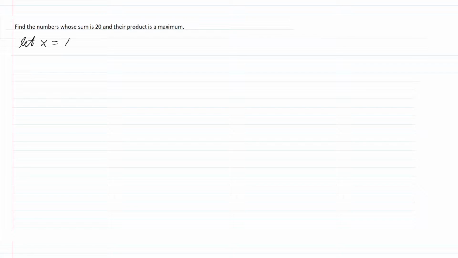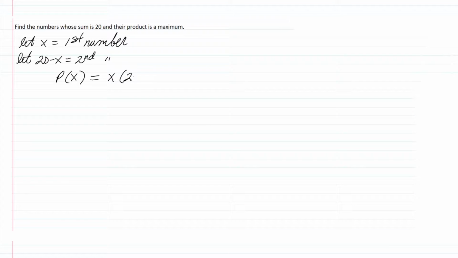x equal the first number, and we're going to let 20 minus x be the second number. Okay, so we're going to multiply these two together. So we're going to say that their product, we're going to say that this is p as a function of x equals x times 20 minus x. So p of x is going to equal 20x minus x squared.